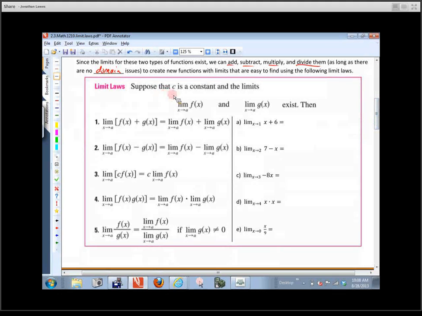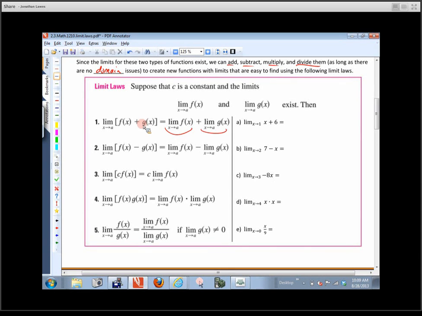It says suppose c is a constant and these limits, the limit as x approaches a of f of x and the limit as x approaches a of g of x, exist. In other words, when we say they exist, they're a real number, not infinity or negative infinity or does not exist. Then this is true: the limit as x approaches a of f of x plus g of x is the limit as x approaches a of f of x plus the limit as x approaches a of g of x. In other words, you can find the limit of the two separate pieces and then add them together and get the same result.